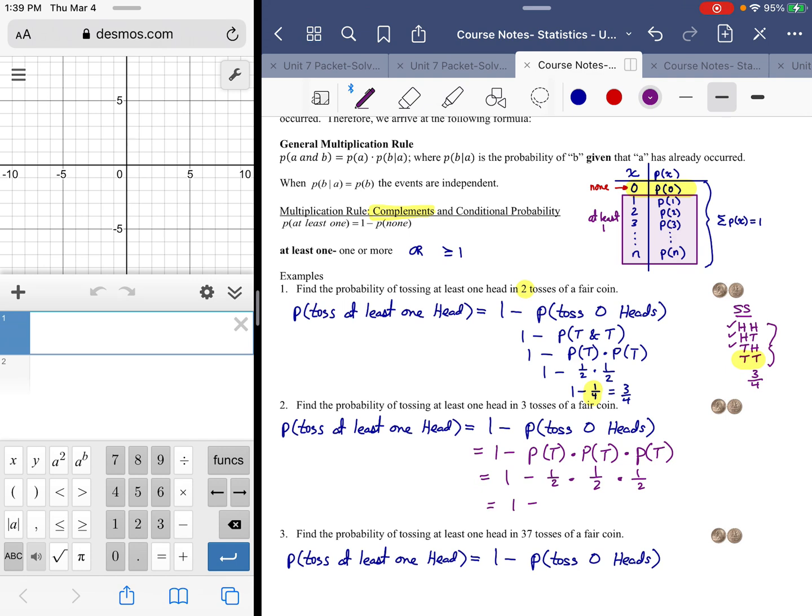A half times a half times a half is shockingly not 1 over 6, it's 1 over 8, because 2 times 2 is 4, times another 2 is 8, so 1 over 8 gives a result of 7/8.